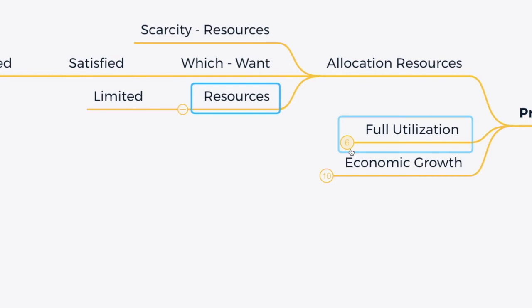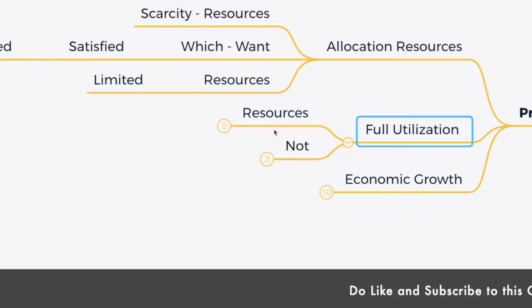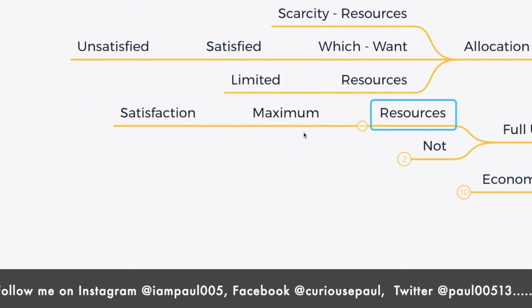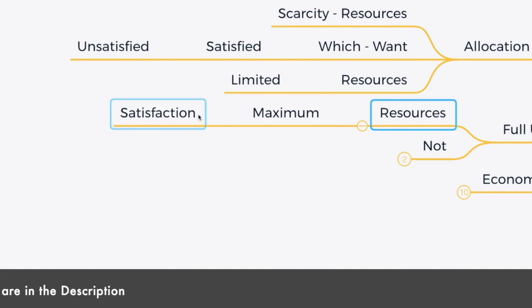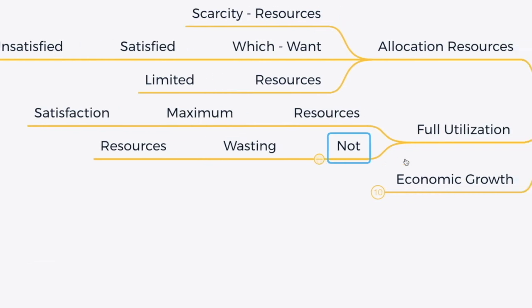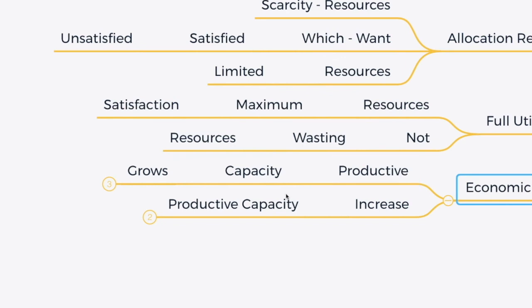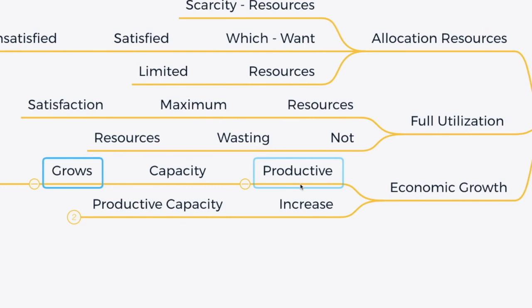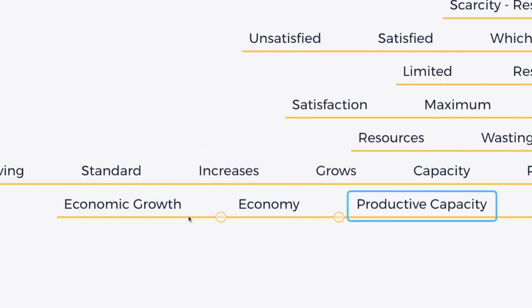Secondly is full utilization. Here the question is whether all available resources are fully utilized. A community should achieve maximum satisfaction by using limited resources in the best possible manner. And finally, we have economic growth. If the productive capacity grows, the standard of living increases. The increase in productive capacity of an economy is called economic growth.